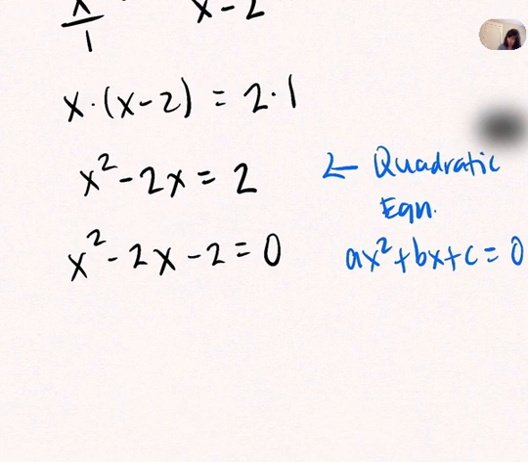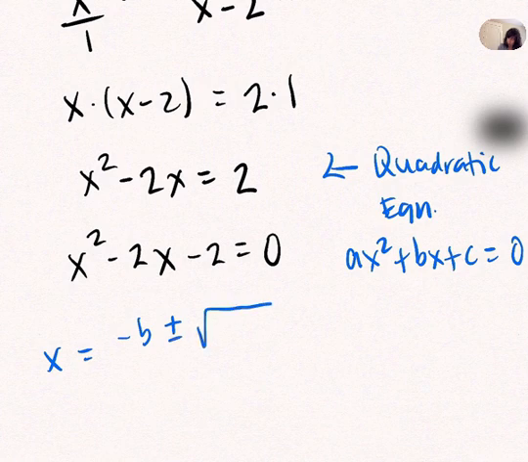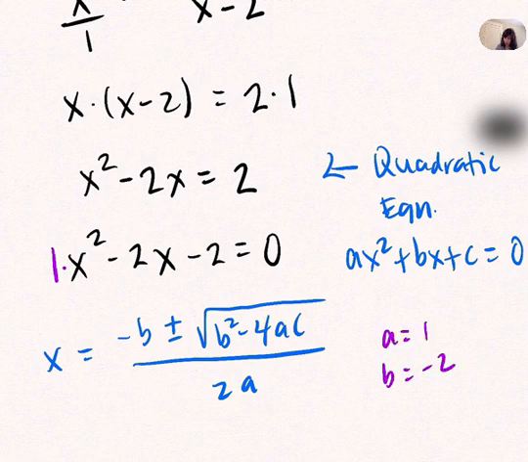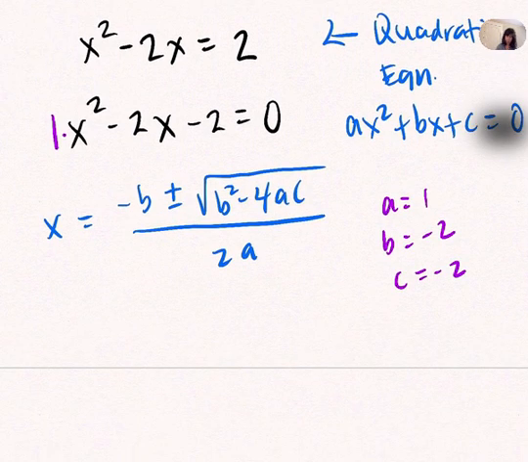So the quadratic formula says the solutions to this are x equals negative b plus or minus the square root of b squared minus 4 times a times c, all over 2a. So we need to identify a, b, and c and then plug them into this formula. First of all, notice that a is 1, even though it's not written there. So a is 1, b is negative 2, and c is equal to negative 2.